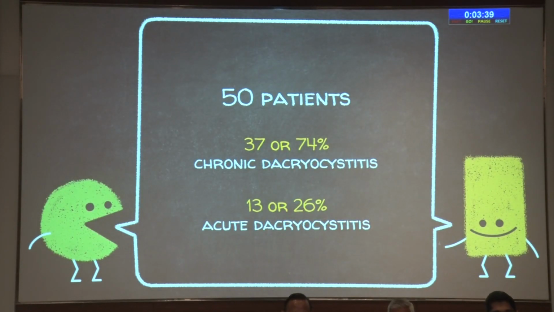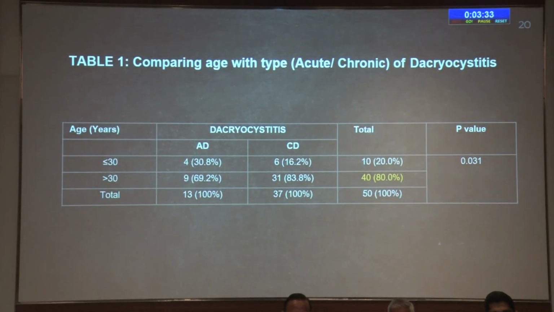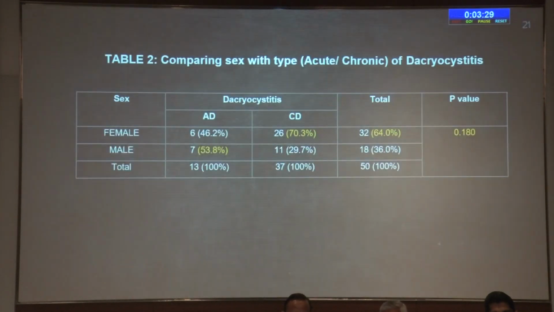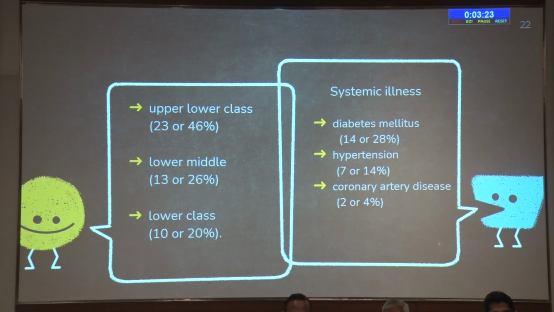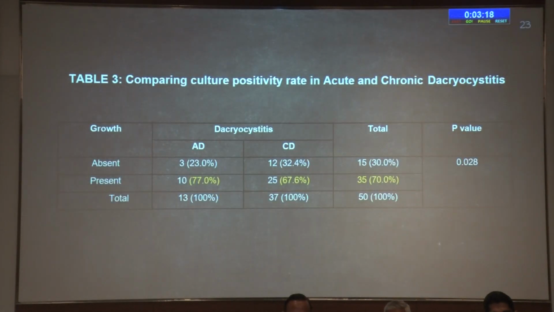So a total of 50 patients were taken, out of which 37 had chronic dacryocystitis and 13 had acute dacryocystitis. Regarding age, 40 out of 50 patients were over 30 years of age, with a female predominance of a total of 32 patients. And maximum patients belonged to the upper lower class, which constituted 46%.